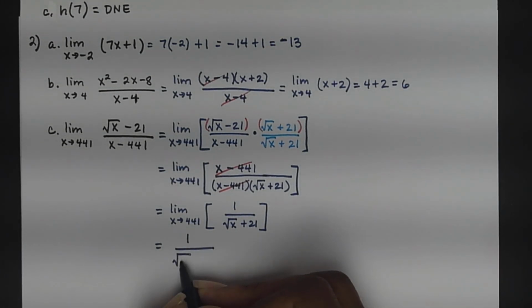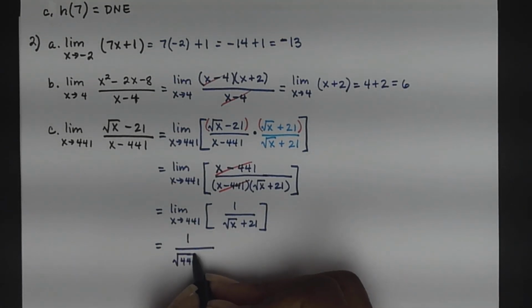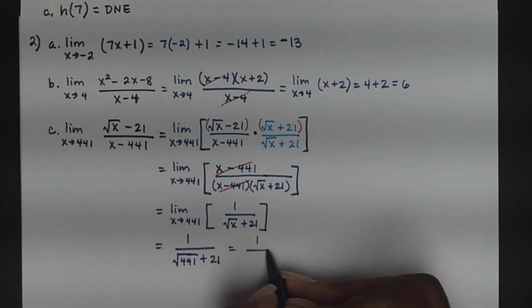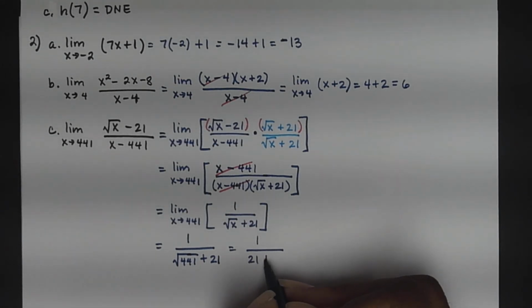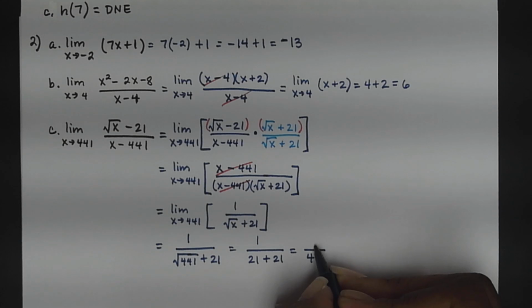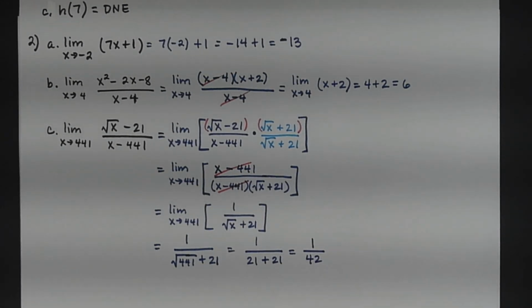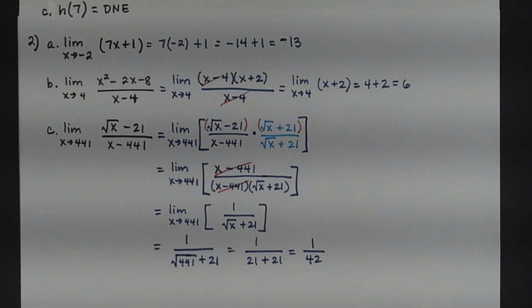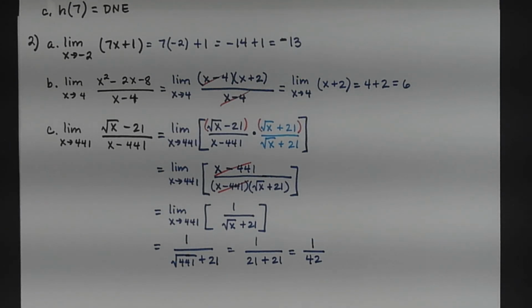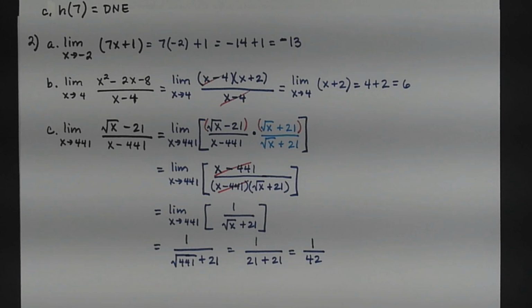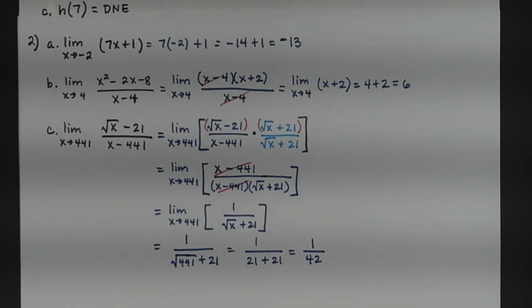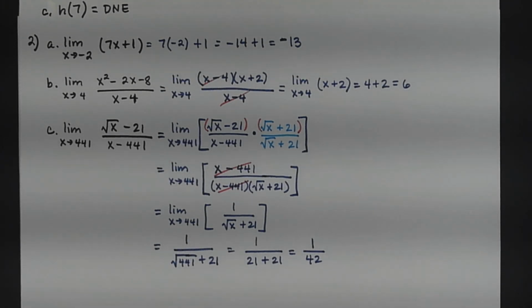So it'd be 1 over the square root of 441 plus 21. And the square root of 441 is 21, so 21 plus 21 in the denominator would be 42. So I'll have 1 over 42 as the final answer. So the limit as x approaches 441 of the square root of x minus 21 divided by x minus 441 will end up being 1 over 42.